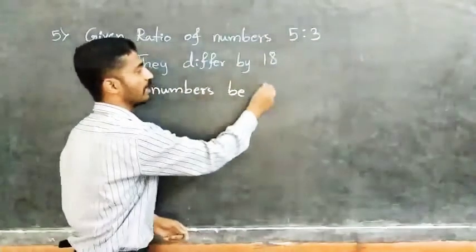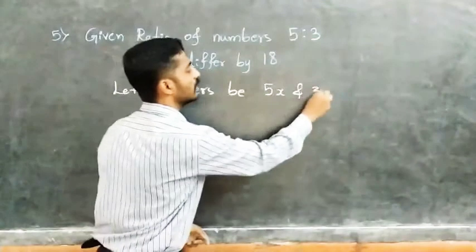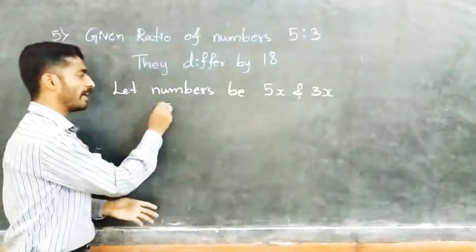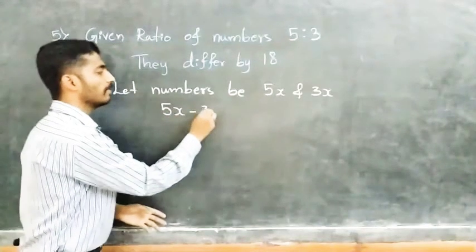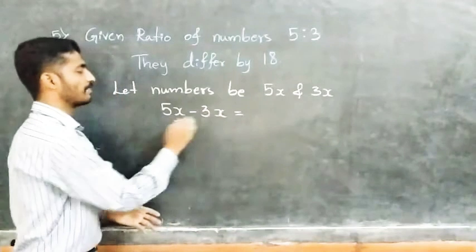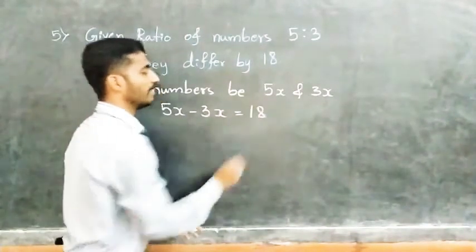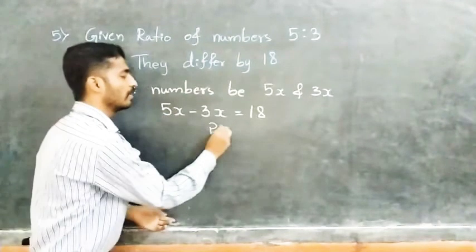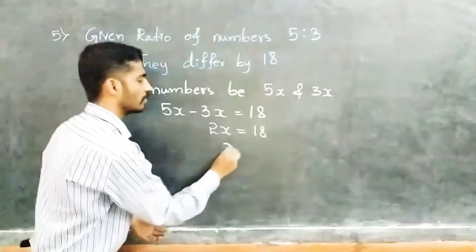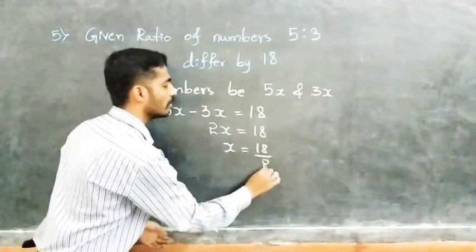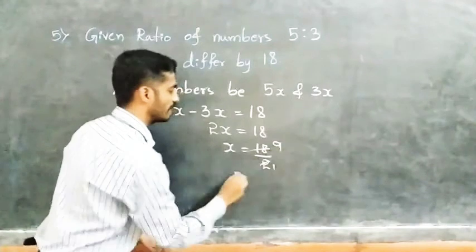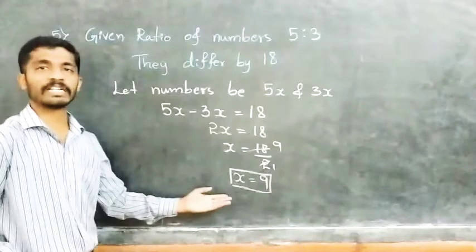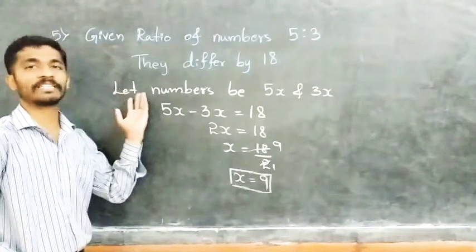See, 5:3 means I take 5x and 3x. And they differ by 18. It means if I subtract 3x from 5x, I will get here 18. So do the calculation. 5x minus 3x will get here 2x equals 18. So x equals 18 by 2. So 2 ones are 2, 2 nines are 18. So x equals how much we got? We got here 9. So if we get the x value 9, then you can easily find the numbers.